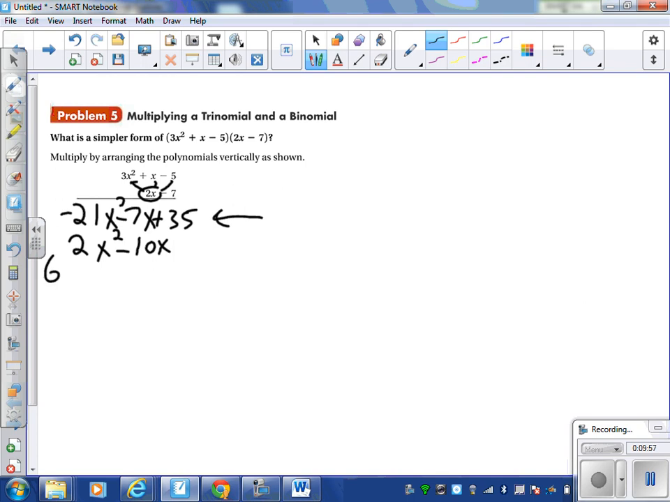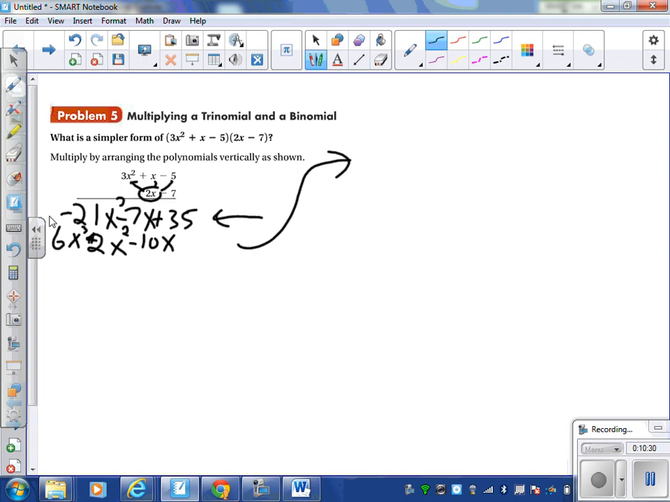Let me rewrite this over here on the side for you. Okay, now we have more room. So now I'm going to take 2x times 3x squared. 2 times 3 is 6. And then we have x to the first power times x to the second power, which is x to the third power. And let's make that a positive 2x. So let me rewrite that over here.